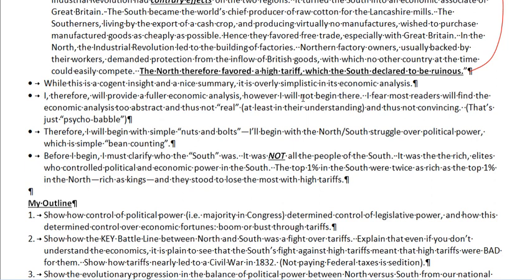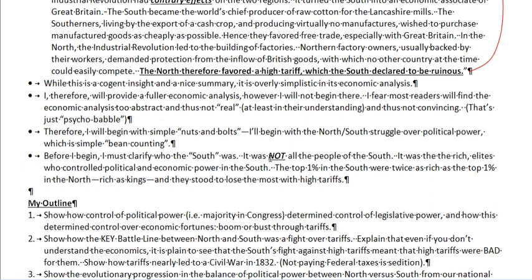However, I will not begin there. I fear most readers will find the economic analysis too abstract and thus not real, at least in their understanding, and thus not convincing. Right? Now, like I said, a lot of people can just point at it and say, "Oh, that's just a bunch of psychobabble." Right? I mean, it is in their head, right? Therefore, I will begin with simple nuts and bolts. I'll begin with the North-South struggle over political power, which comes down to simple bean counting. I mean, surely people can understand this, right? So I'll start there.